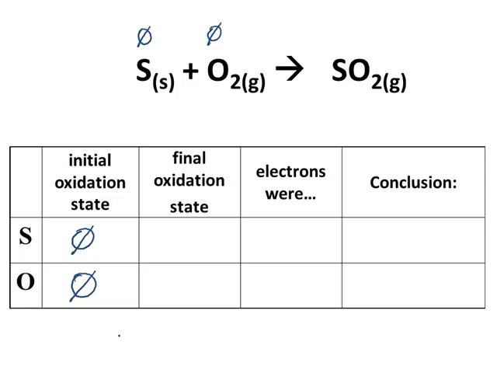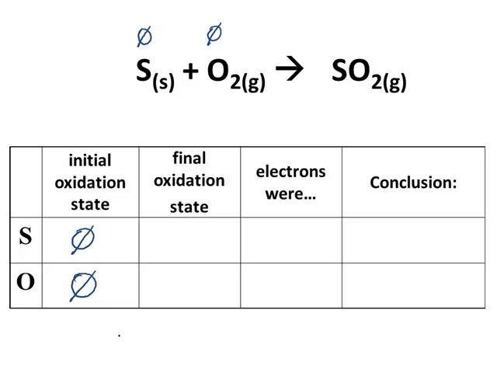Now, we move to the product to determine the final oxidation states. Again, remembering our 3 rules from the previous slide, we know that we have to figure out what oxidation state is on each sulfur atom and each oxygen atom. In total, I have 2 oxygens and 1 sulfur.